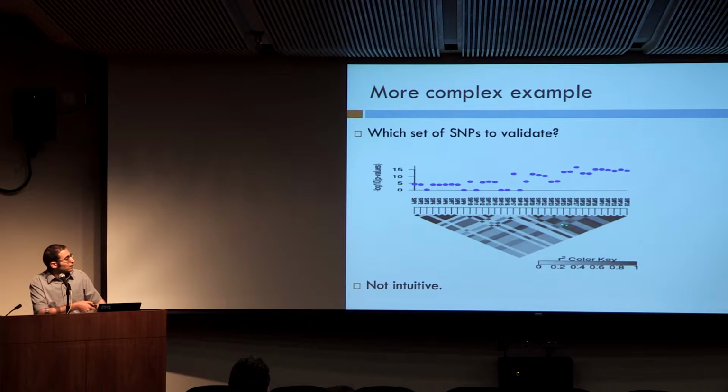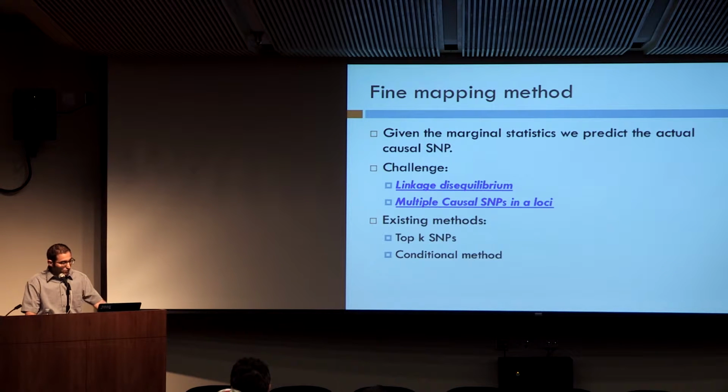You can consider that this problem is hard because the LD becomes more dense here, which makes it more complicated. And when you look at the scores, it's very hard to distinguish which of these variants can be causal. There have been methods developed to try to solve this problem, and this process is usually referred to as fine mapping. Fine mapping is: given the marginal statistics that you observe from the GWAS result, can you figure out which variants are actually causal?